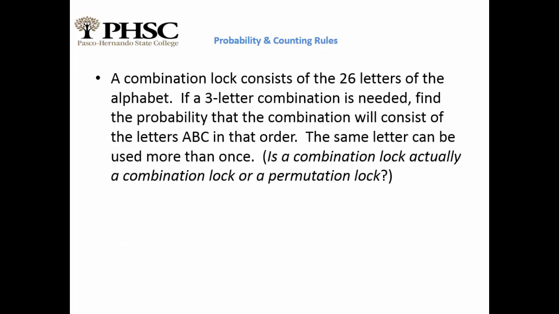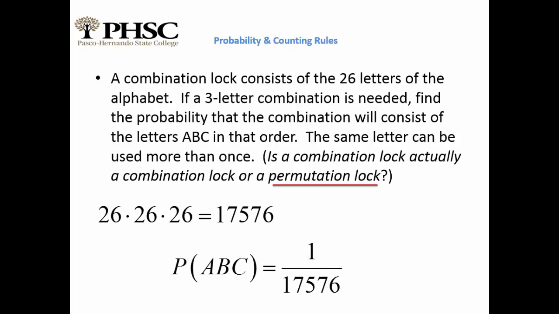And the next example: a combination lock consists of 26 letters of the alphabet. If a 3-letter combination is needed, find the probability that the combination will consist of the letters A, B, C in that order. The same letter can be used more than once. So the question is, is this combination lock actually a combination or a permutation? It actually turns out to be a permutation because order is important. Basically, I have 26 for the first letter, 26 for the second, and 26 for the third, which gives me 17,576. That becomes my denominator. So the probability of getting A, B, C would be 1 over 17,576.